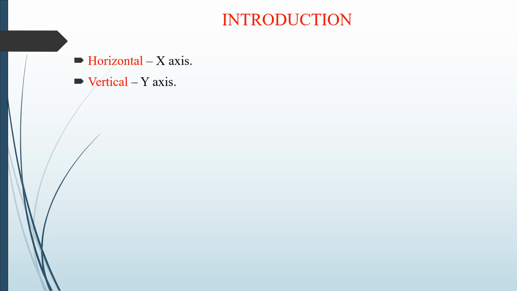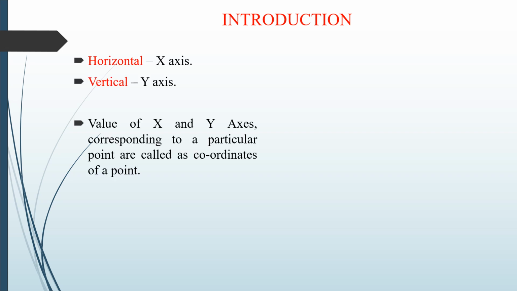In my previous slide, I used words called as horizontal distance of a point and vertical distance of a point. Mathematically, those 2 are represented as x-axis and y-axis. Remember, value of x and y-axis corresponding to a particular point are called as coordinate of that point. It is nothing but ordinate of that point in x direction and ordinate of that point in y direction. When we consider those two ordinates, that makes a pair. Therefore, they are called as coordinate of that point.